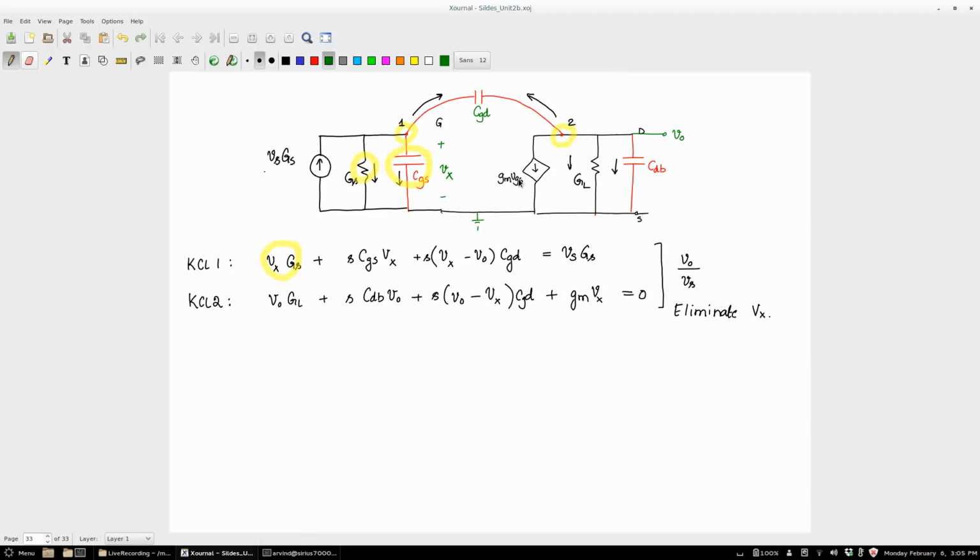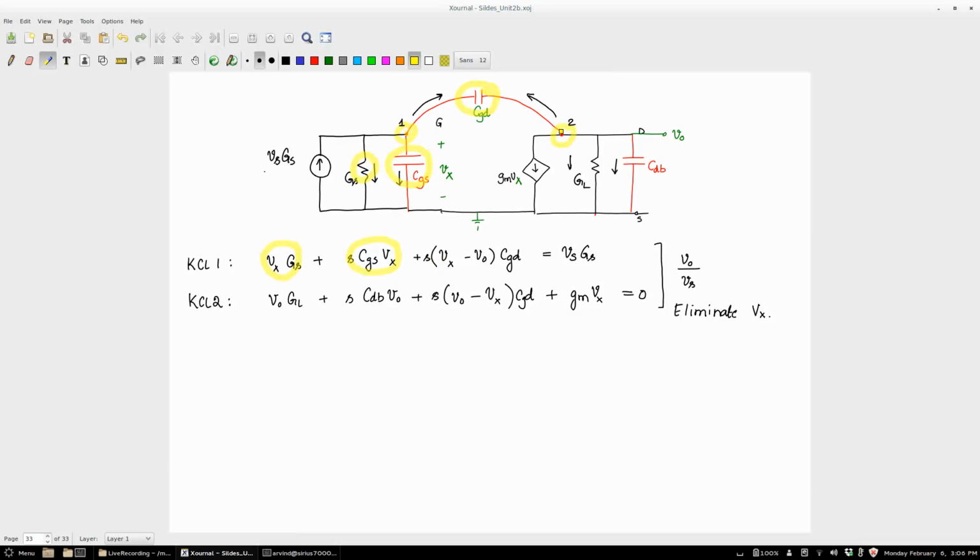Then I can look at the current which is leaving through CGS. So that is S times CGS times Vx. In order to simplify matters of notation, I am going to call this quantity Vx, right? I am going to call that quantity Vx, and similarly this quantity is going to be Gm Vx. Okay, just for fun, doesn't change anything. Okay, let's go back to Kirchhoff's current law. So that is leaving through the capacitor.